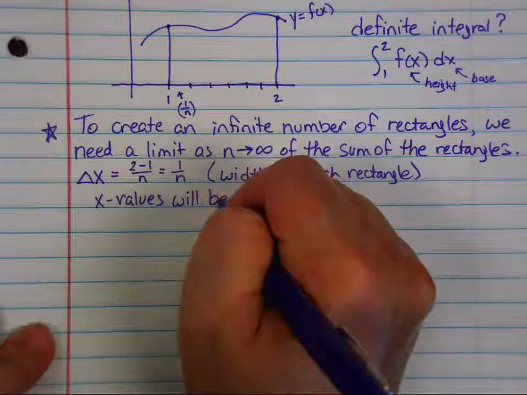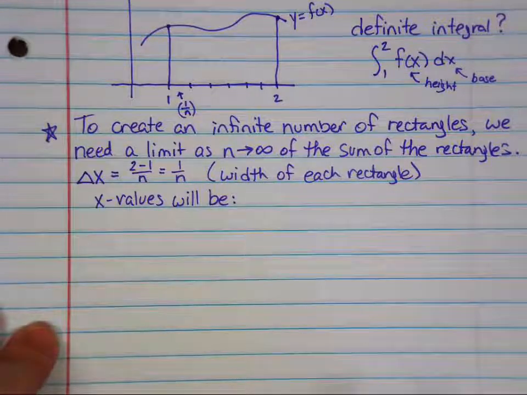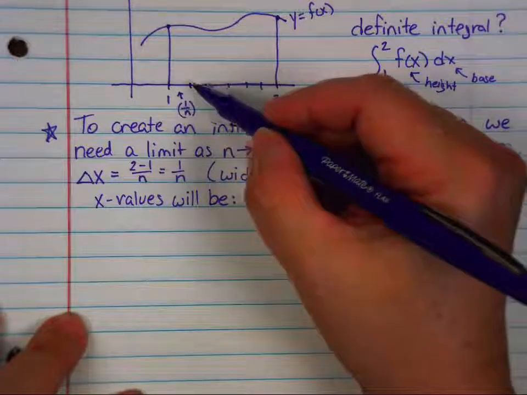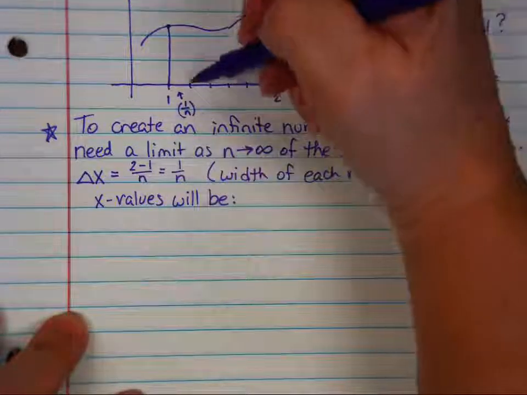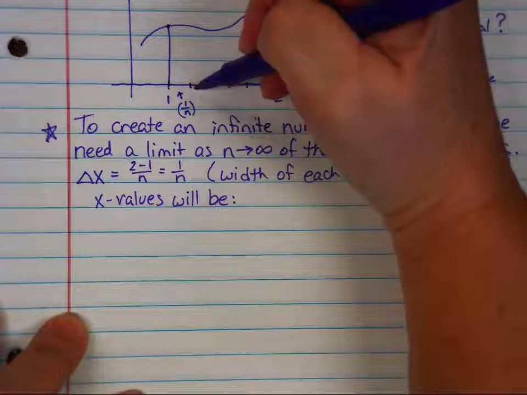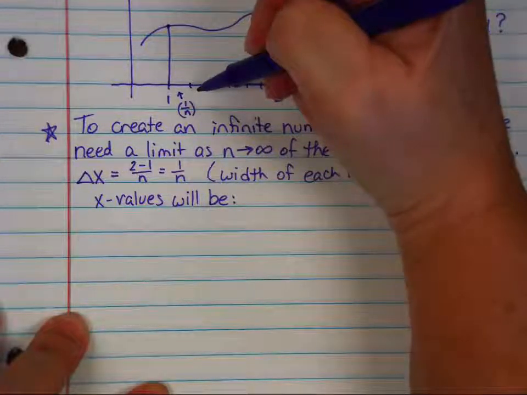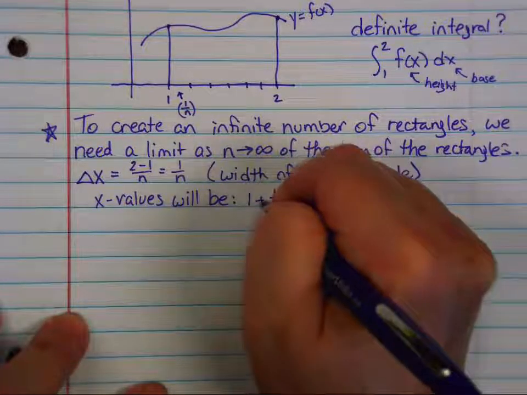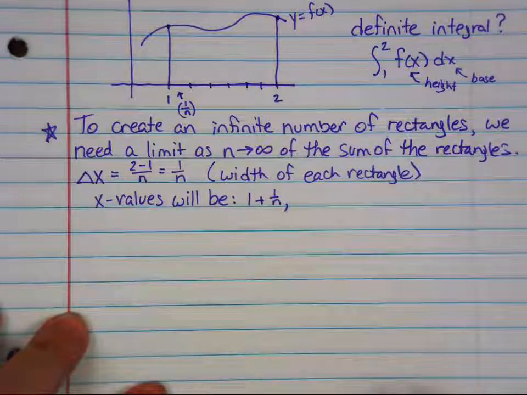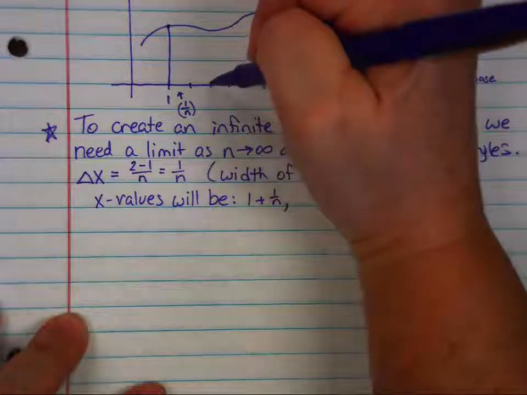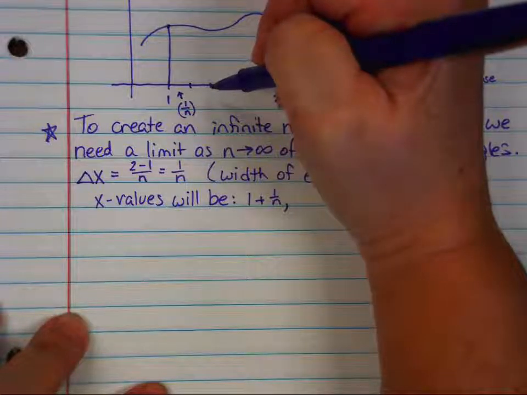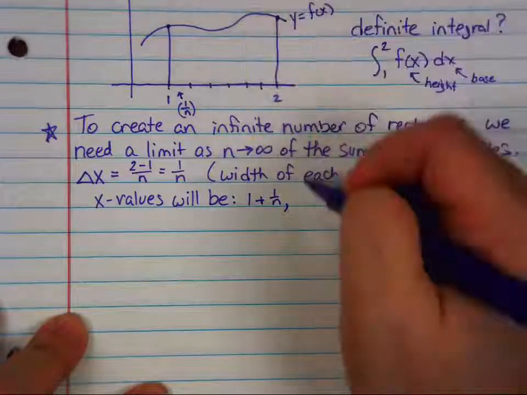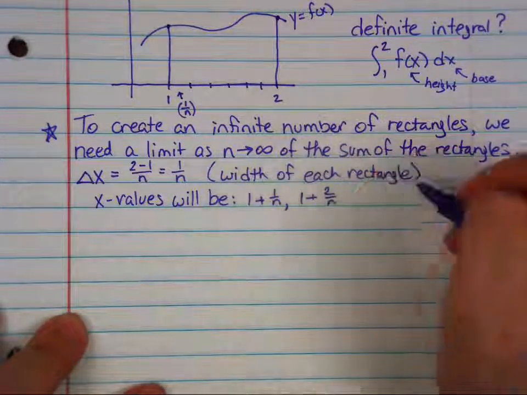Okay? So now I need to figure out what the x values would be at each mark across the page. X values will be what? Now this is where the thinking is going to need to take place. I need you to think about this. If this is 1 and the width of this is 1 over n, what is the name of that point right there? 1 plus 1 over n. Does that make sense to everybody? So 1 plus 1 over n, comma. What would the second mark's name be? 1 plus 1 over n plus another 1 over n, right? So it would be 1 plus 2 over n. Do you agree with me?